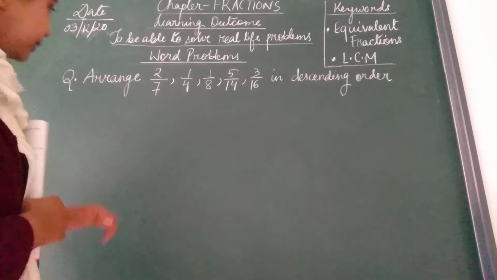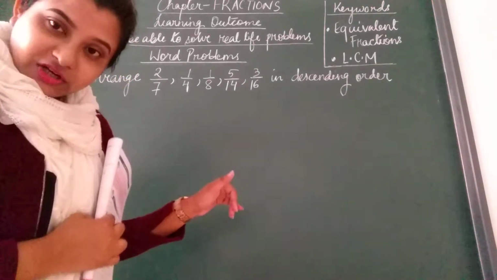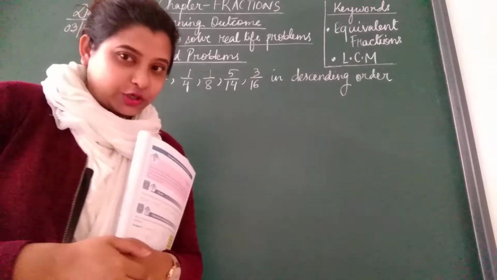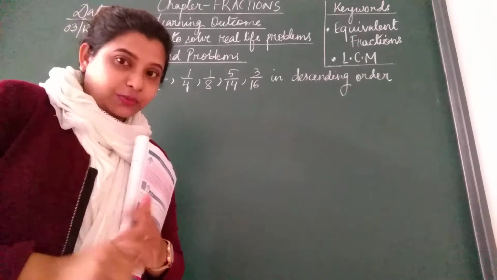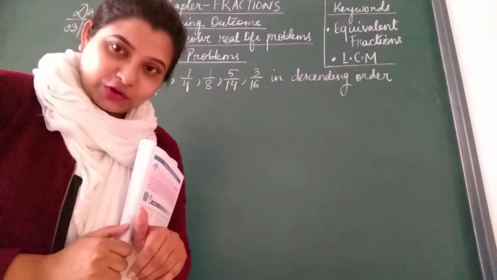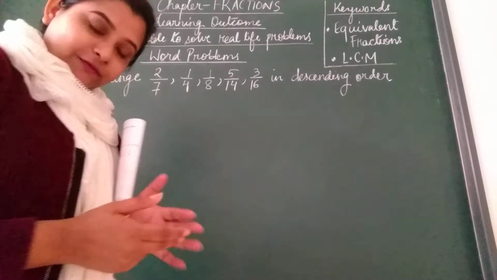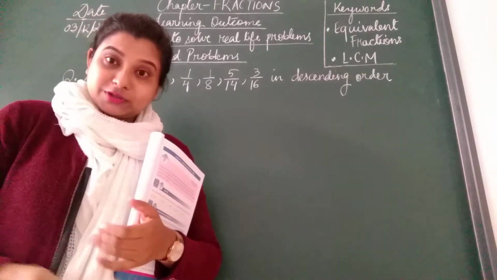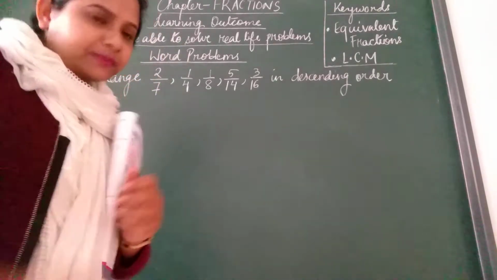So today we are going to arrange unlike fractions in descending order. We have already learned what ascending order is. Now we are going to learn what descending order is. Descending means going from the larger number to the smaller number. So we will take a very simple example.